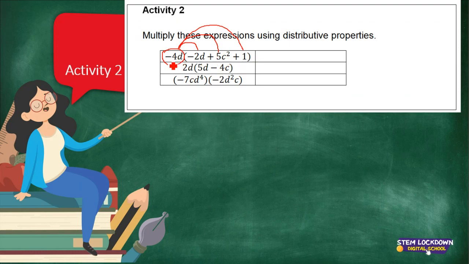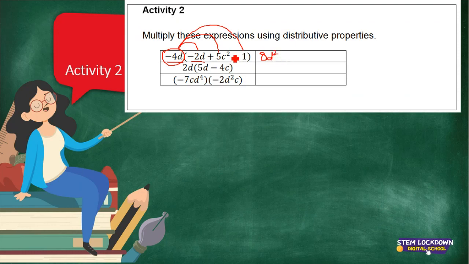Negative 4d times negative 2d. Remember step number 1, multiply the values by themselves. So negative and a negative is positive. 4 times 2 is 8. And then d times d. This is like saying d to the power 1 plus 1, according to the rule. So it's d squared. I think so far so easy.